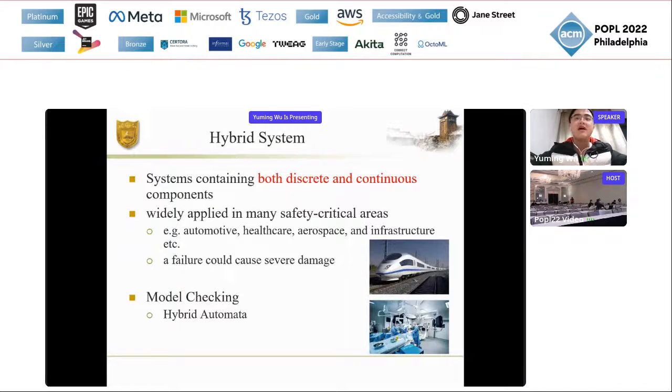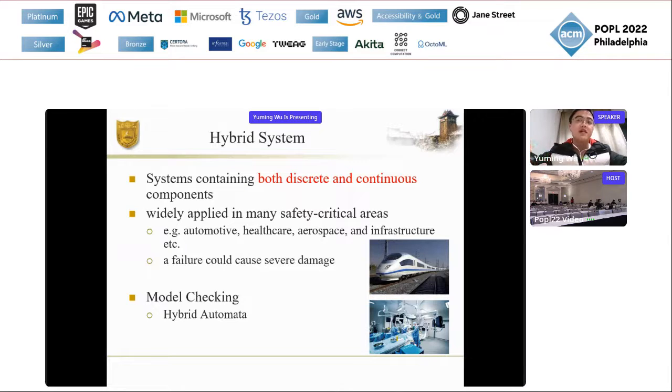Hybrid systems are systems containing both discrete and continuous components. Nowadays, these systems have been widely applied in many safety-critical areas, for example, train control systems and implantable medical devices. System failure may cause severe damage to human life and property. Therefore, formal safety assurance is important and necessary to such systems. And model checking is such a method.